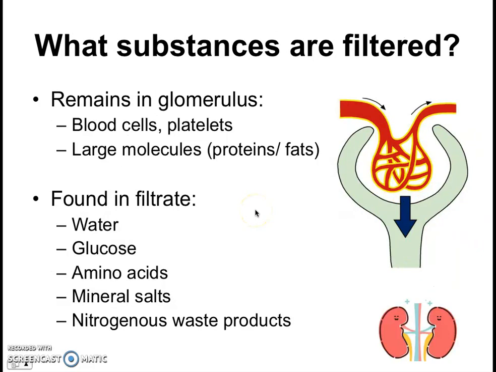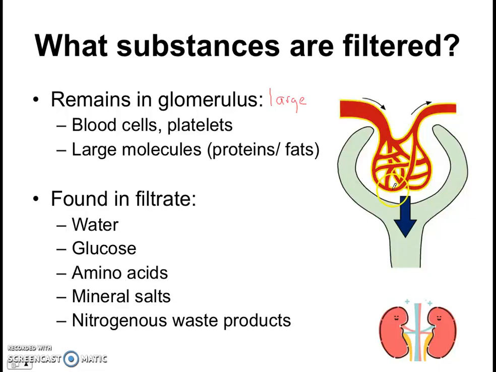So what substances remain in the glomerulus and what substances are filtered out, pass out of the glomerulus and form the filtrate? Well, the substances which remain in the glomerulus are those substances which are relatively large. For example, your red blood cells, your white blood cells, your platelets, they all remain inside the glomerulus. And large molecules, such as large proteins and fats, these will also remain in your glomerulus. So large proteins, for example, enzymes, or you'll learn about it soon, hormones, these will remain inside the glomerulus.